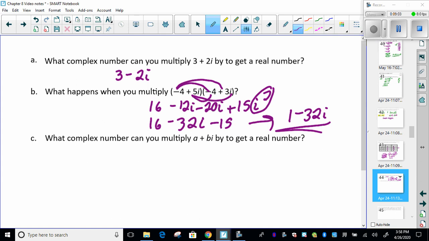So therefore, what complex number can you multiply in generic form a plus bi by to get a real number? A minus bi. So those are the two complex conjugates that are just generalized. That's why we say complex numbers are in the form a plus or minus bi.